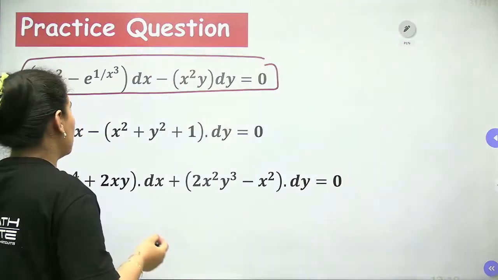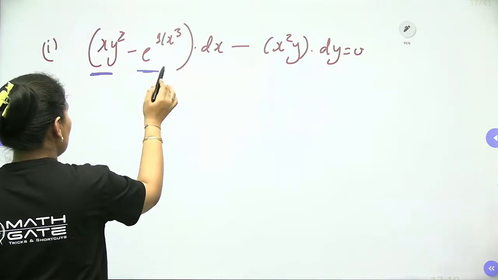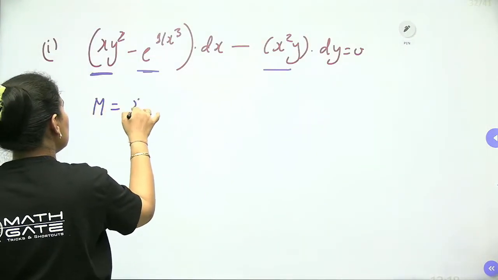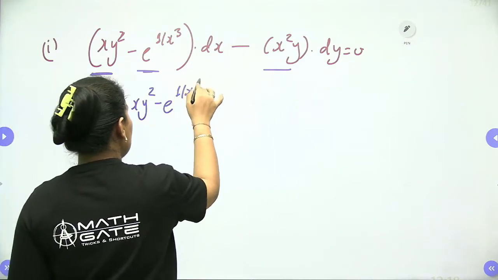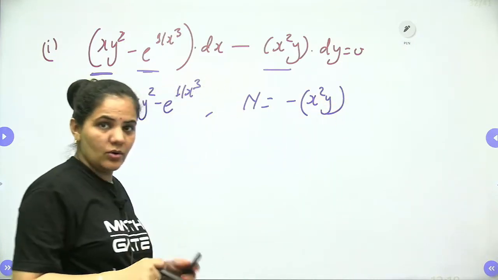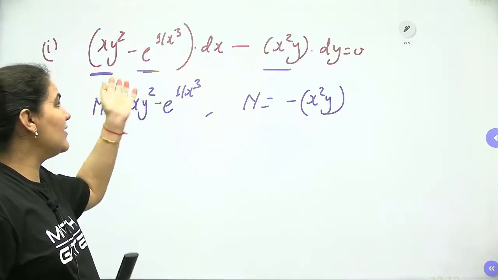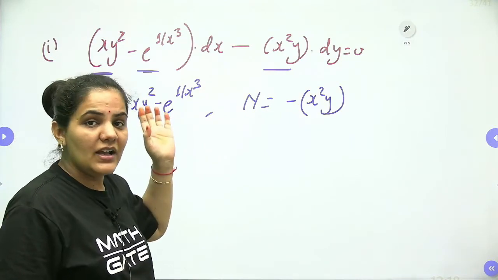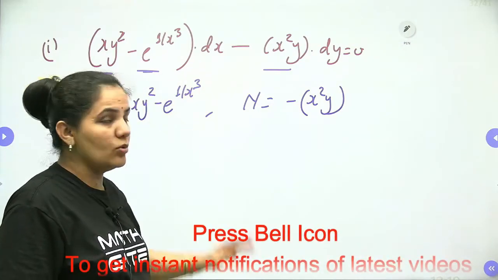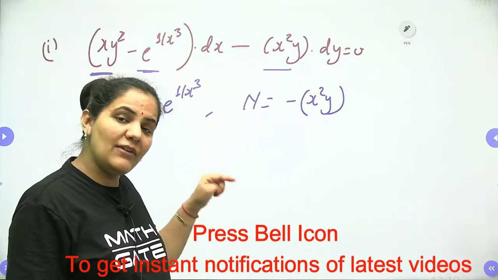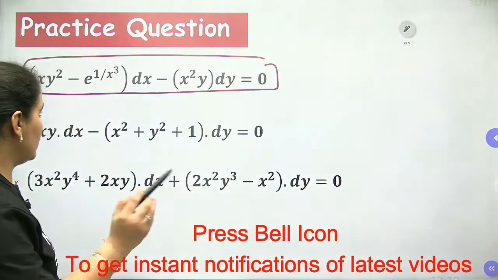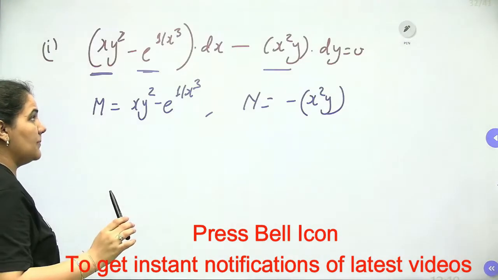Now let's approach this one: (xy² minus e to the power 1/x³) dx minus x²y dy. So here you can see your M is xy² minus e to the power 1/x³, and your N is minus x²y. Now it's your choice. Just look here: we are not getting any inspection method to approach here. Second, neither is it homogeneous, nor is it of the form f1(xy) y dx plus f2(xy) x dy. So we have no option, we have to go with method number 4 only.